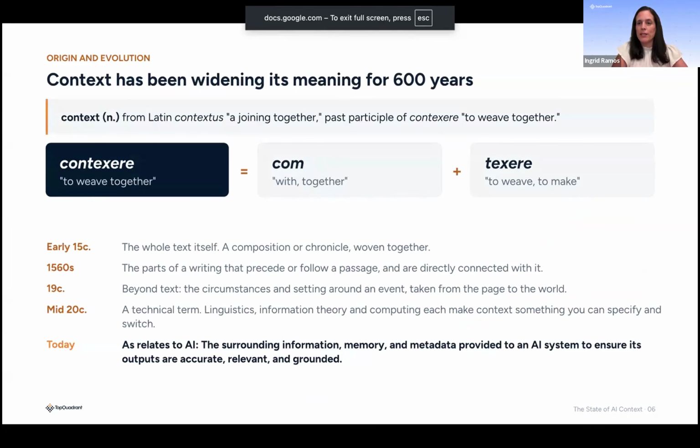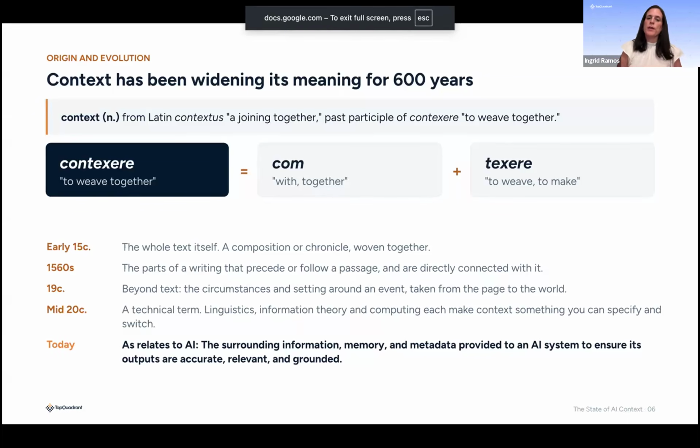For those who like to document the origin and taxonomy of things, it did come in the early 15th century from the Latin to weave together, from com, which was changed to con, with or together, and textere, to weave or to make. Typically, it was being used in text or as relates to text.